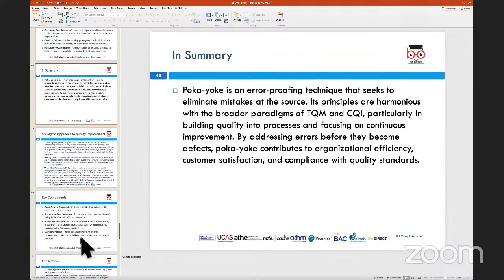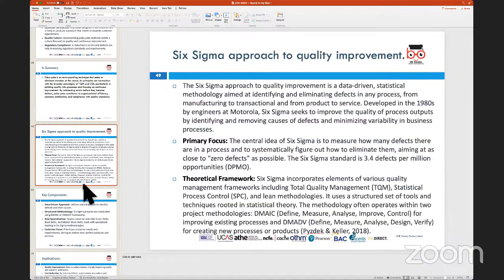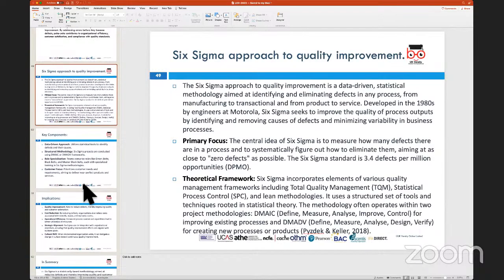Is that okay? Any questions on this? No, sir. Now, let's look at the last bit, which is the Six Sigma approach to quality.